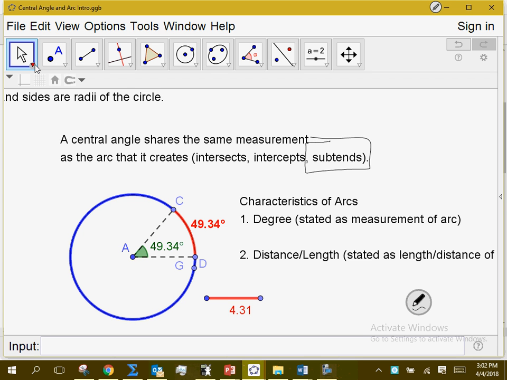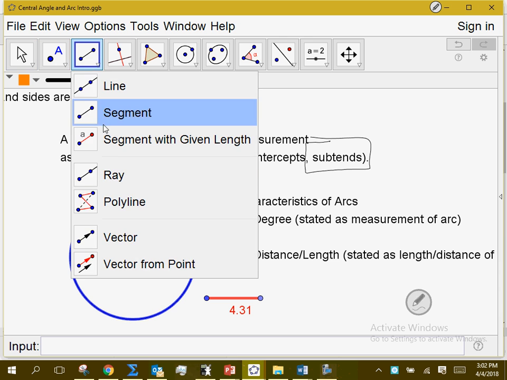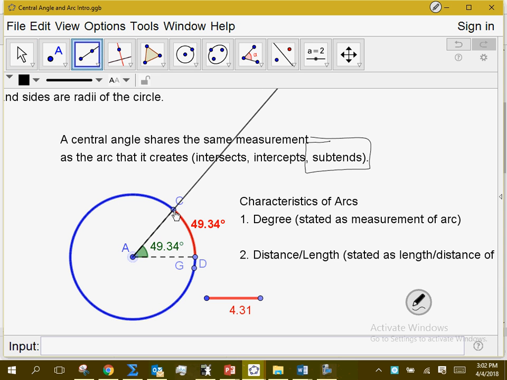But intercept means to cut through the path of. Does that make sense? Would you guys agree that if I look at this central angle, that ray is cutting through the path of the overall circle? Is that ray cutting through the path of the circle? Okay, so that angle is intercepting that arc. Okay, and ultimately that means the exact same thing that subtends means.